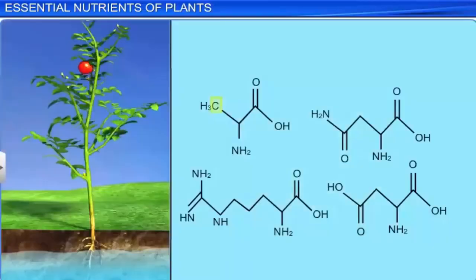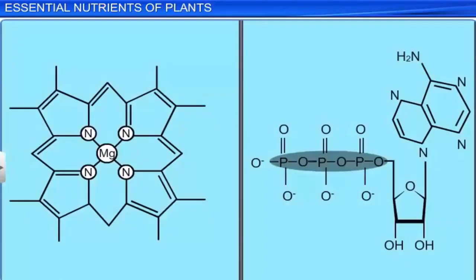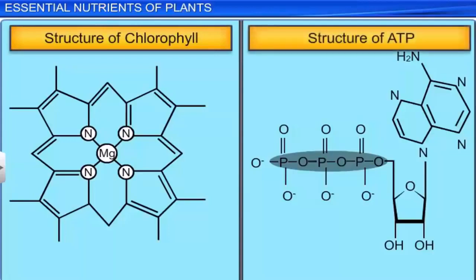Elements like carbon, hydrogen, oxygen, and nitrogen are the components of biomolecules that are essential to a plant. Elements like magnesium and phosphorus are the components of energy-releasing chemical compounds like chlorophyll and ATP.